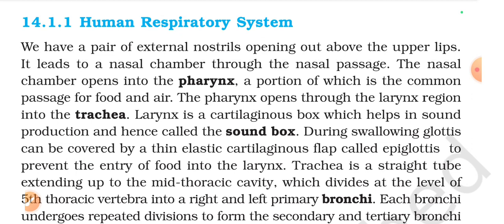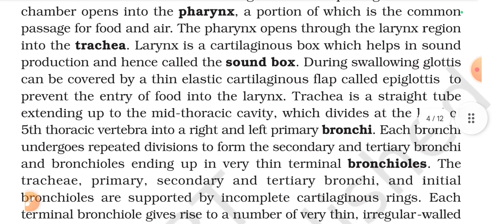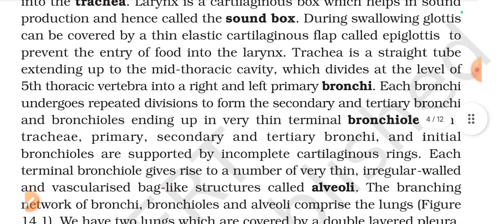During swallowing, the glottis can be covered by a thin elastic cartilaginous flap called epiglottis to prevent the entry of food into the larynx. Trachea is a straight tube extending up to the mid-thoracic cavity, which divides at the level of the fifth thoracic vertebra into a right and left primary bronchi. Each bronchus undergoes repeated divisions to form the secondary and tertiary bronchi and bronchioles, ending up in very thin terminal bronchioles.